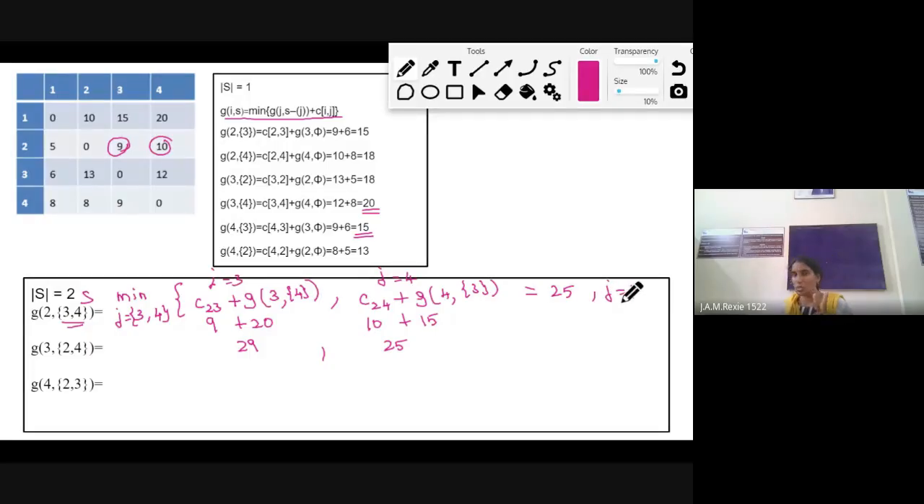So maintain both values. Okay. We are not in need of just the cost of the tour, but also the path of the tour. So we have to maintain the cost as well as the vertex which is giving the least cost. From 2, if I immediately choose 4 as the next vertex, then the cost of the tour will be less. That is what it means. So cost is 25 and J value is 4. Similarly, find the value for 3, 24 and 4, 23. Okay. Fine.